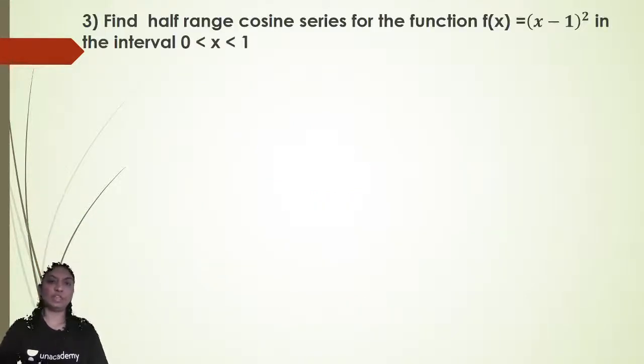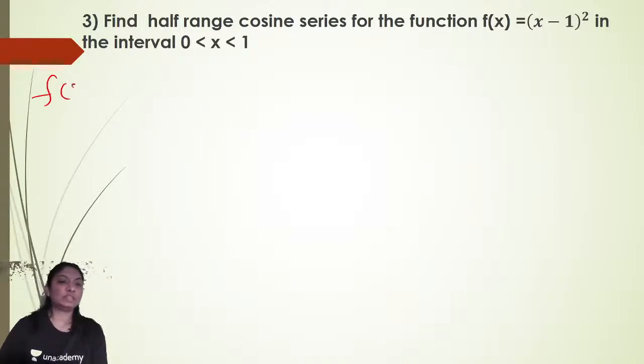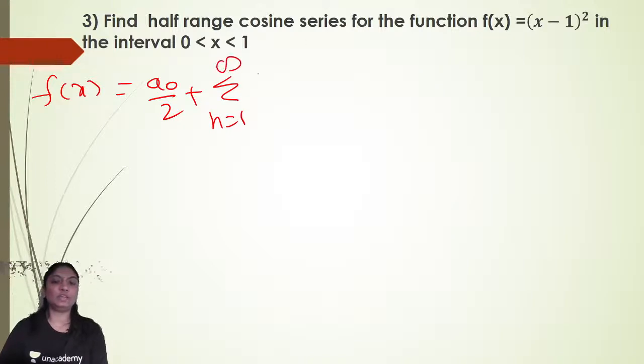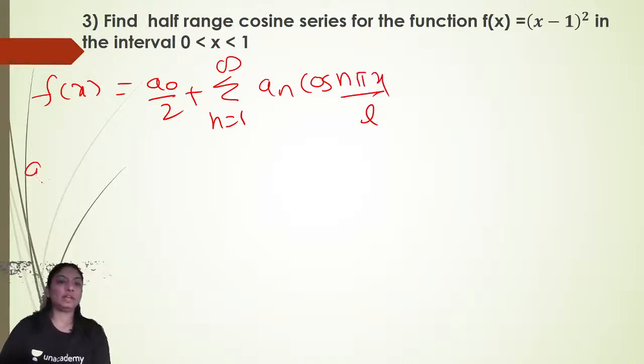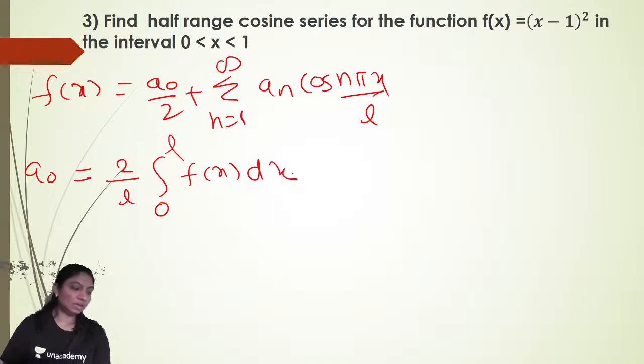Okay. Now next, find the half range cosine series for the function f of x is equal to x minus 1 bracket square in the interval 0 less than x less than 1. Exactly similar, you have to find out. So f of x is equal to a0 by 2 plus summation n varying from 1 to infinity an cos n pi x by L. So find out a0. a0 is equal to 2 by L integral from 0 to L f of x dx. Right?